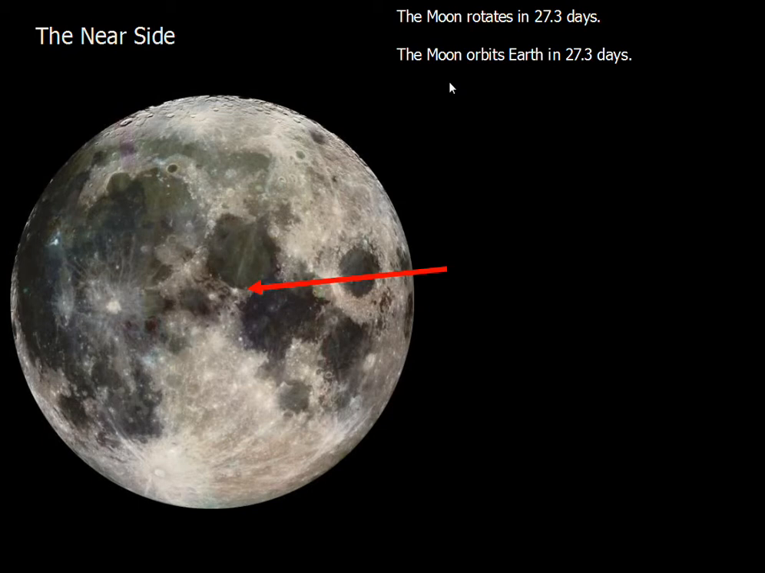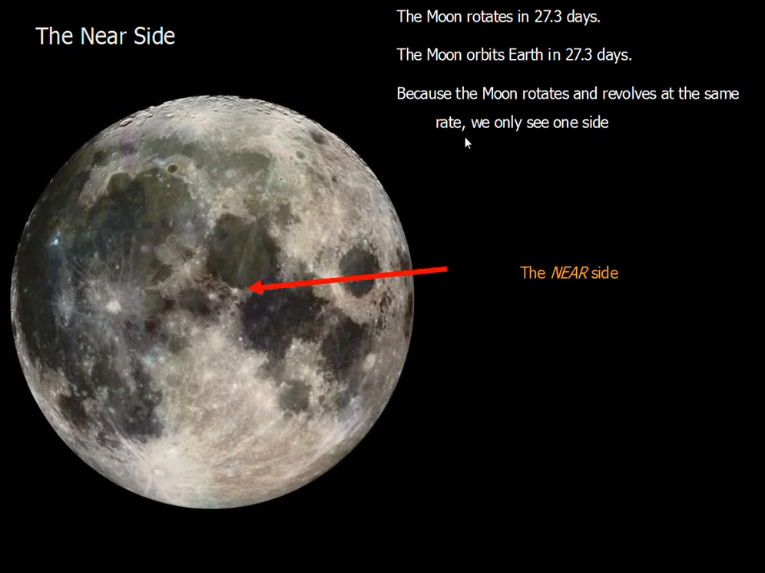But the moon does one orbit around the Earth in 27.3 days, from our point of view. The moon spins once on its axis in 27.3 days. Those two numbers lead to the fact that the same side of the moon always faces the Earth. So we have one side in view from the Earth. We see the near side of the moon.